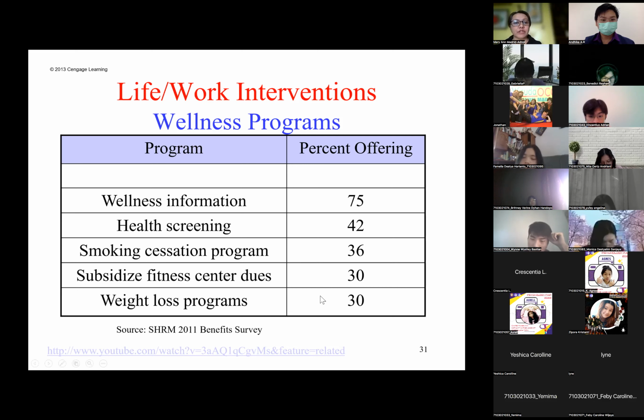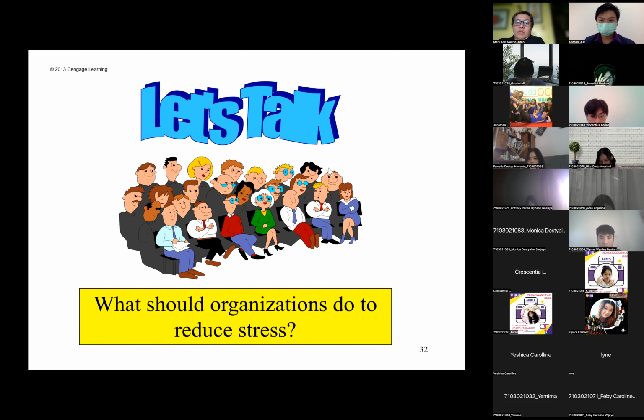Health screening, 40%. 36% of companies have stop smoking, smoking prevention programs. 30% of companies subsidize a fitness center. So they provide a gym, a fitness center in the company house, for employees to go to before they go to work or after they are done with their work. Weight loss programs, 30% of companies are also offering this as part of their wellness program. So you see, there are different kinds of interventions that can be given to employees in order to buffer stress.